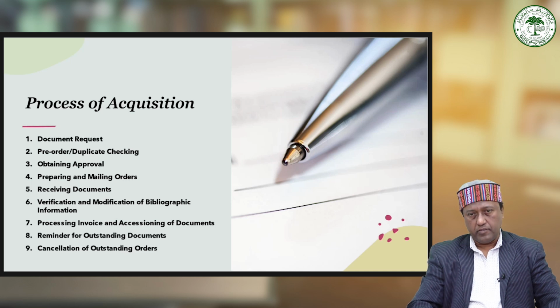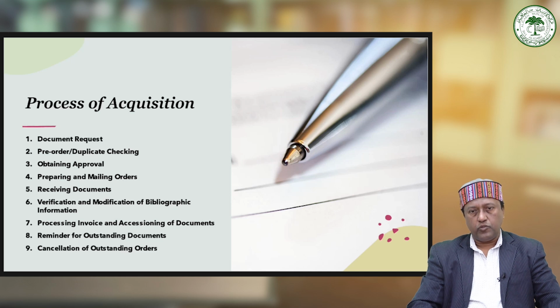Then obtaining approval, that is the third step. Before placing the purchase order, libraries seek approval from the competent authority, and the library prepares a list of books with necessary details and submits it for approval. Once approved, the list is updated in the acquisition system.